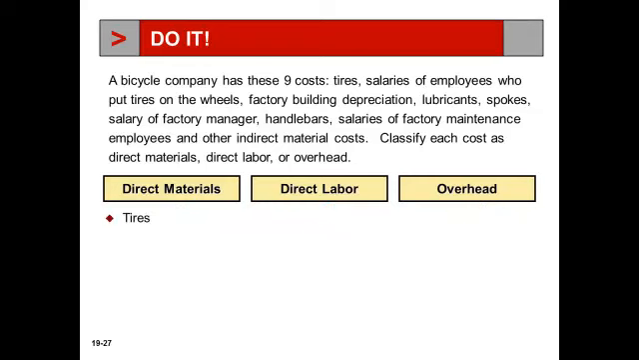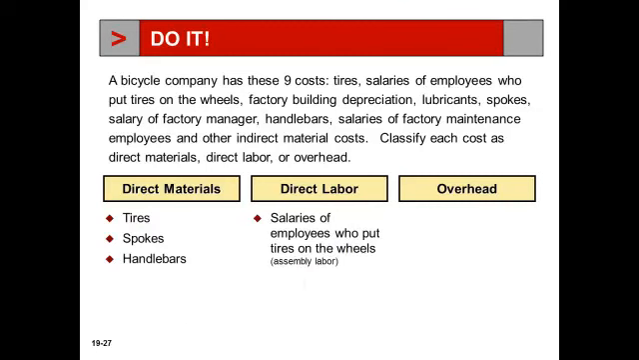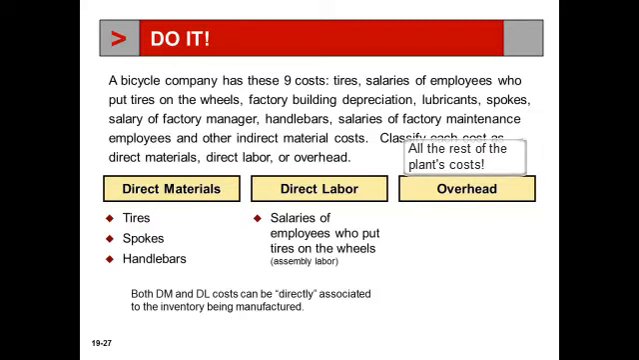Tires would be in direct materials. They can be directly associated with the final finished product. Spokes, again, directly traceable to the finished product. Handlebars, again, physically traceable to the finished product. Salaries of employees who put tires on the wheels: direct labor, this is part of the assembly labor. People responsible for producing the product. Both direct material and direct labor costs can be directly associated to the inventory product being manufactured. What are overhead costs?